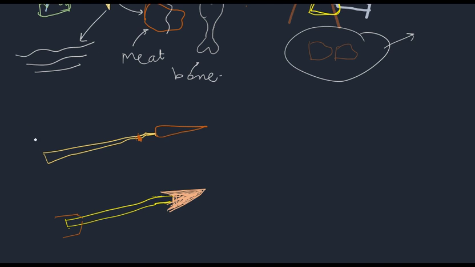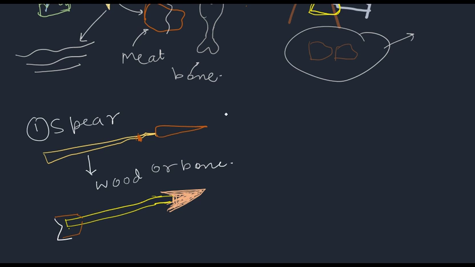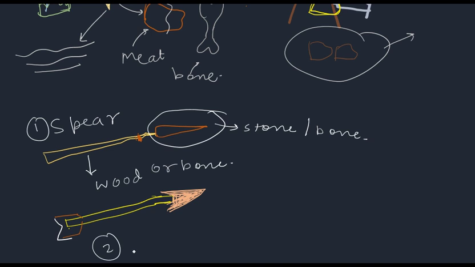So with the simple stone tool, you also had various other tools. Let's see what all tools you have with you. One was the spear. Here the tail is made of either wood or bone, and this could be made of stone or bone, since it has to be sharp. So the spear appears something like this, and the other tool you had was the arrow.